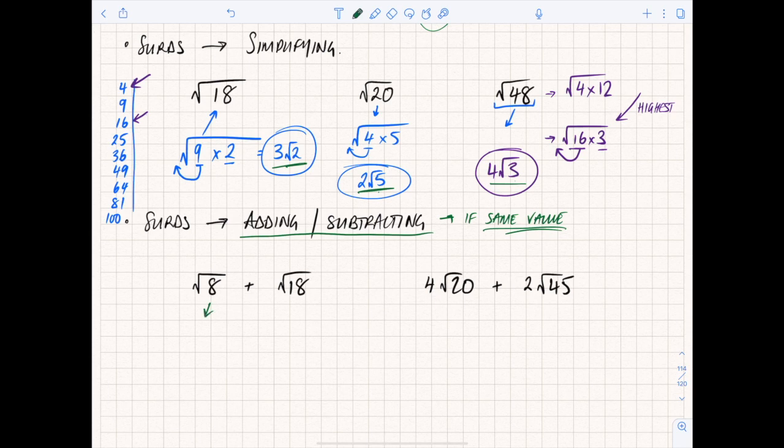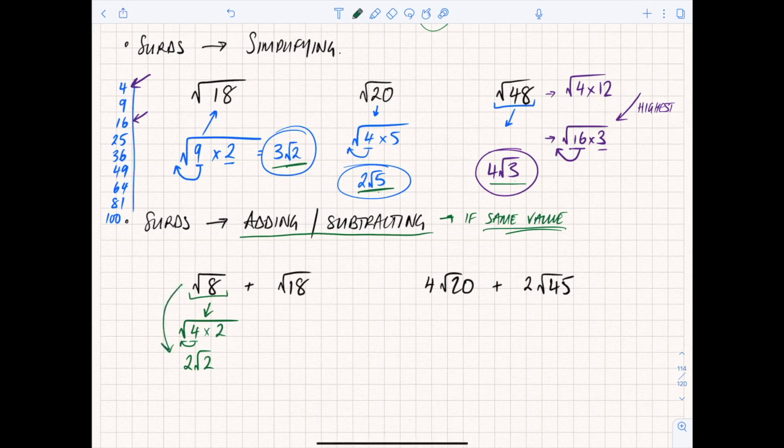So let's look at root 8. What number goes into 8? If you want to pause the video and have a look at simplifying them first, you could do that. But if you don't want to and you want to just watch me, that's absolutely fine as well. So the square root of 8, we know that 4 times 2 would be my simplification of that. The square root of 4 is 2, so that comes to the outside, and then it becomes 2 root 2. So root 8 simplifies to 2 root 2.